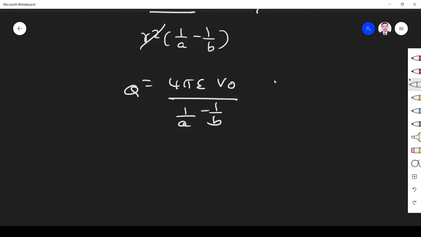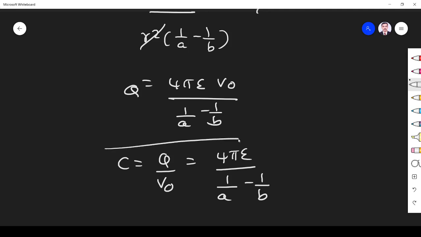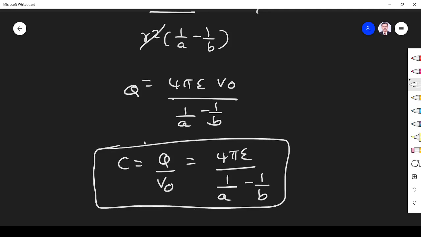What is my capacitance value? C is equal to Q by V naught. So if you substitute Q here, V naught will be cancelled. 4 pi epsilon divided by 1 by A minus 1 by B. This is the capacitance of a spherical capacitor. It is the same as the equation we derived.